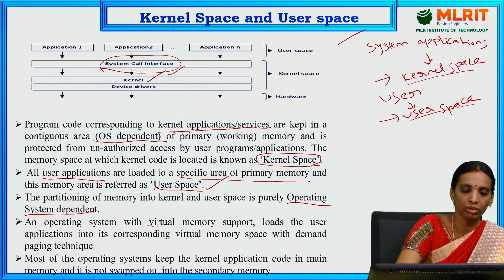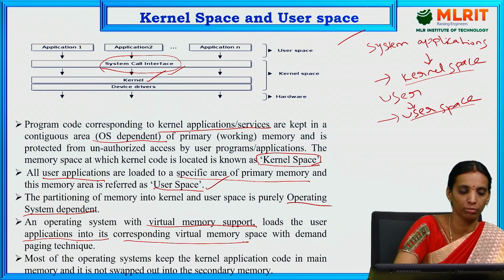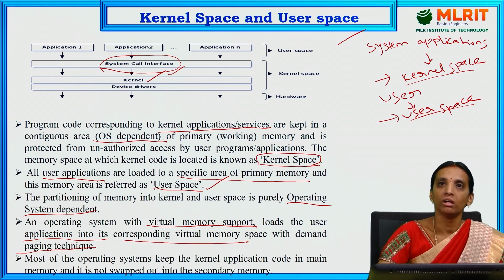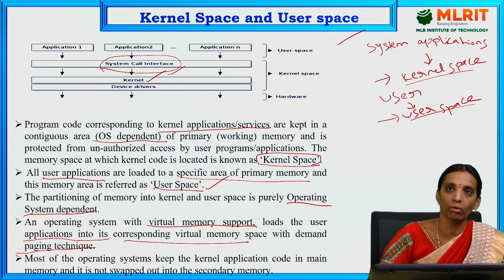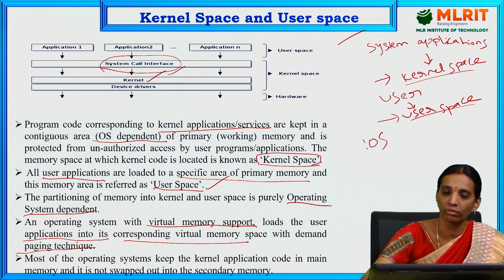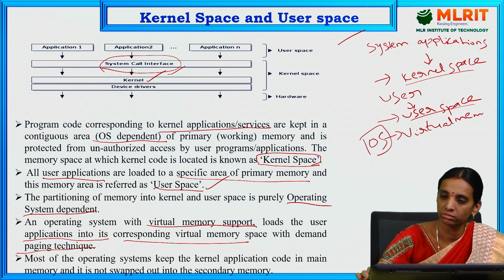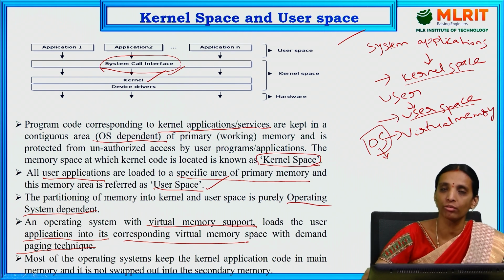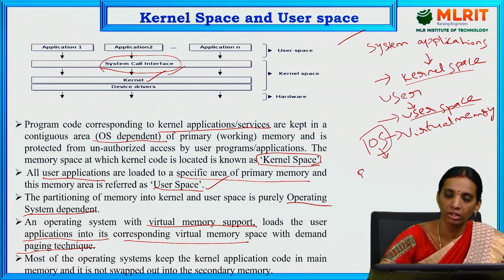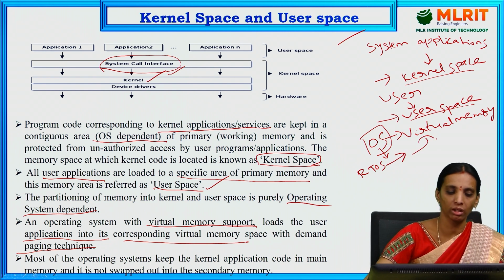An operating system with virtual memory support loads the user applications into the corresponding virtual memory space with the demand paging technique. Here, the demand paging technique is used for allocating virtual memory for the virtual operations done by that particular OS. Some OSs support the virtual memory concept and some OSs do not. Among real-time OSs also, only some support the virtual memory concept. In that case, virtual memory will be allocated to that OS using the demand paging technique.